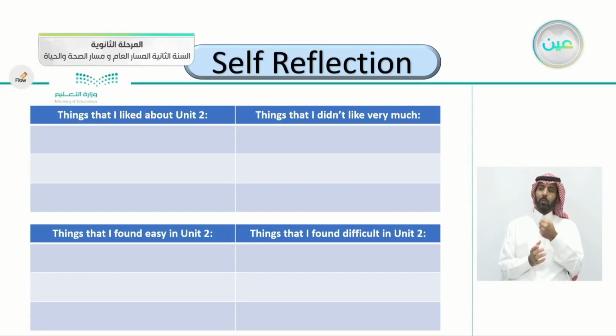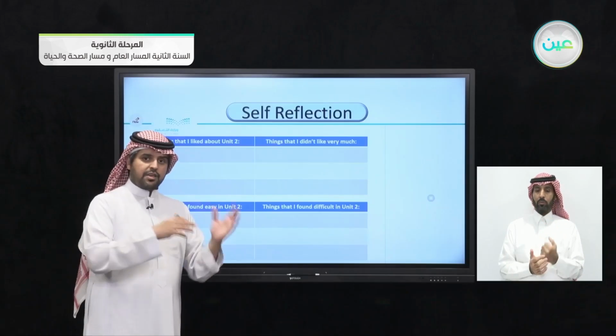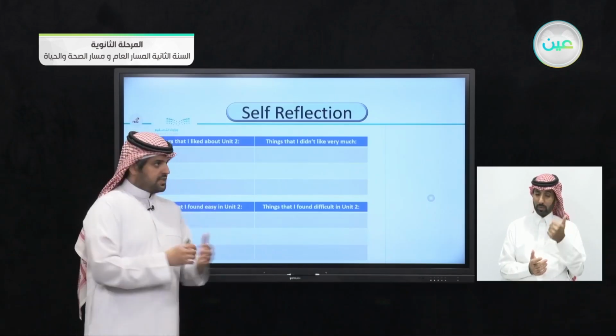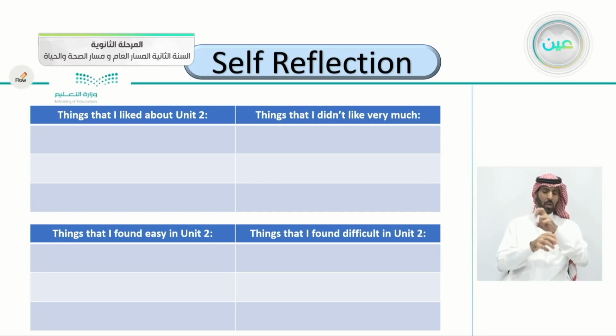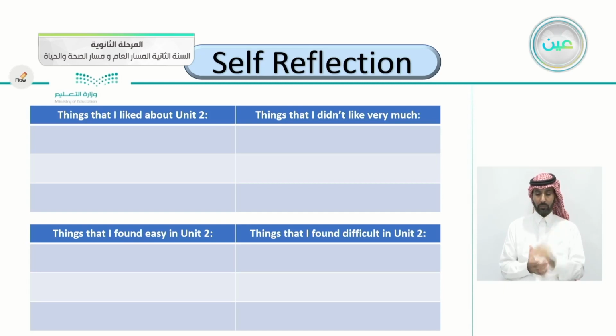So let's jump to the self-reflection. This is where you give your feedback about this unit. Things that I liked about Unit 2. Maybe you like the theme about crime, criminals, police, law, justice. Things that I didn't like very much about this unit. Things that I found easy in the unit. Maybe you found the vocabulary easy. Things that I found difficult in this unit. If you found the grammar or the conversation difficult, you can write them here.